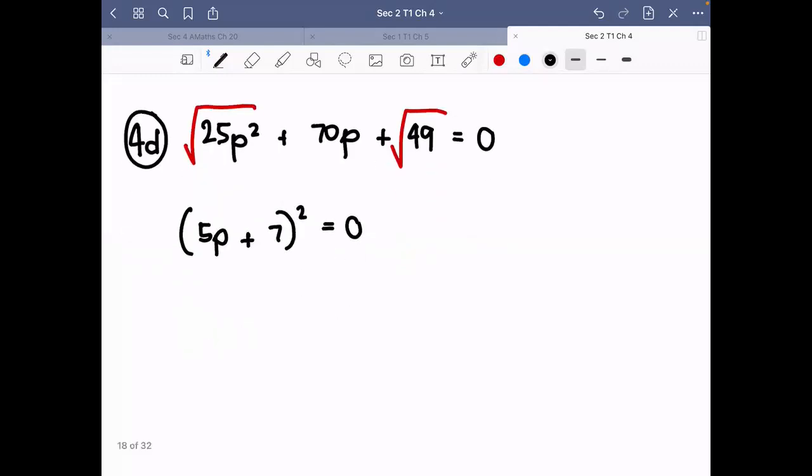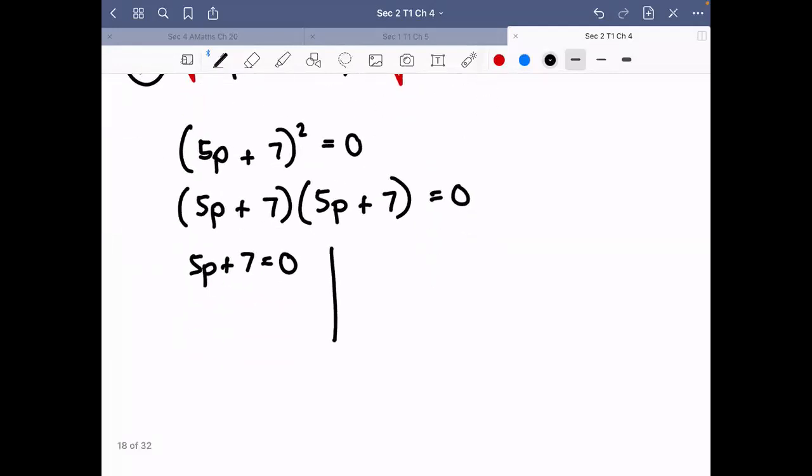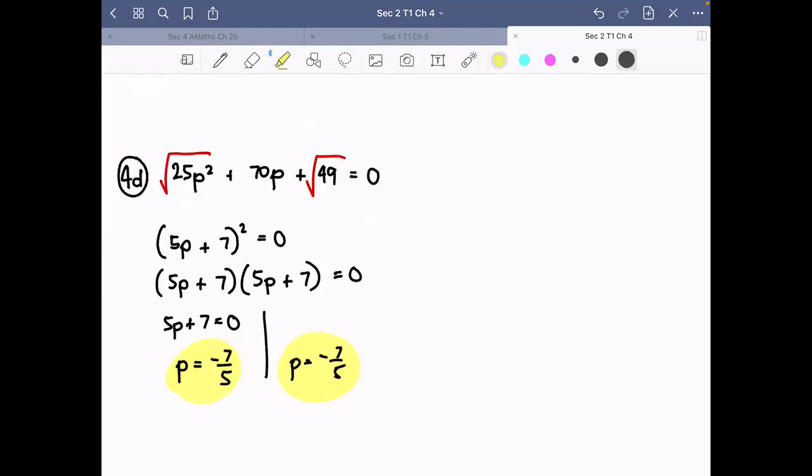Okay, and then what do we do here? So that means we have two factors of 5p plus 7, equals 0. So basically 5p plus 7 is equal to 0. Okay, so the values of our p are similar. So this is equal to negative 7 over 5. Okay, same with the other one. It's also negative 7 over 5. Okay, that's it. So that's the value of p for 4d.